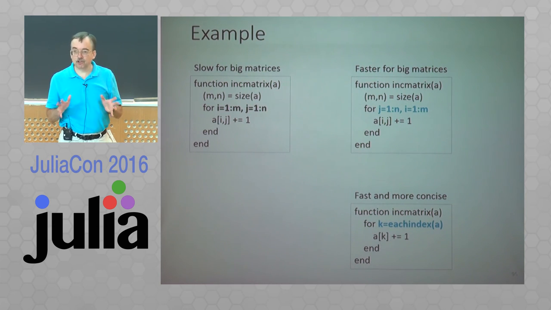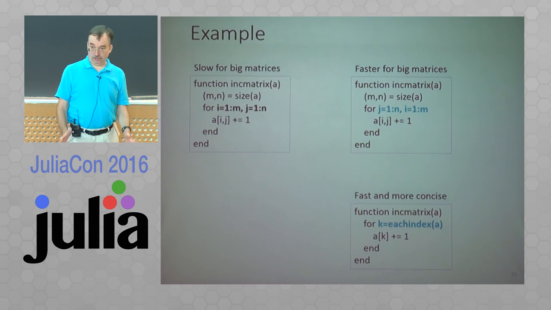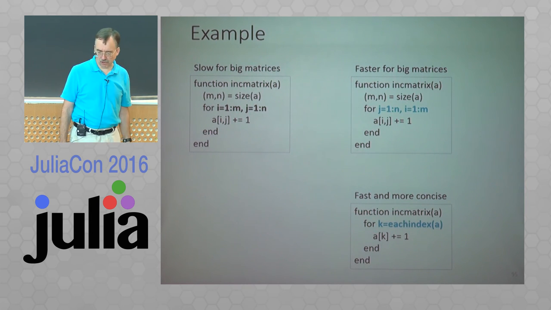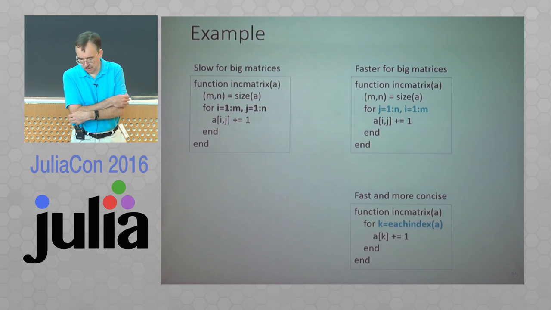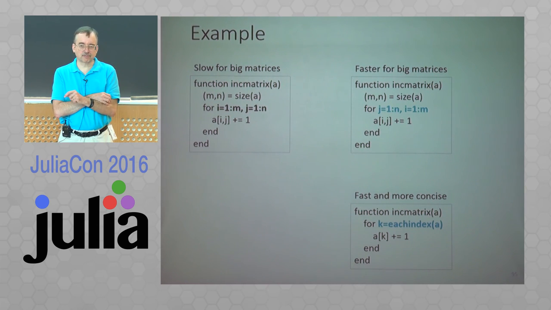And then Julia 0.4's new feature, the eachindex feature, sort of takes this out of your hair for simple loops. You just say, I want to iterate over all indices in the array A, and it'll do it in the right order, and you don't have to worry about it. I haven't used eachindex a lot. There's probably more bells and whistles on it for things like subarrays.